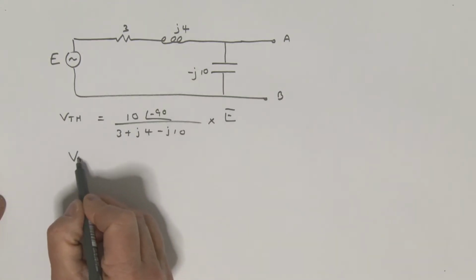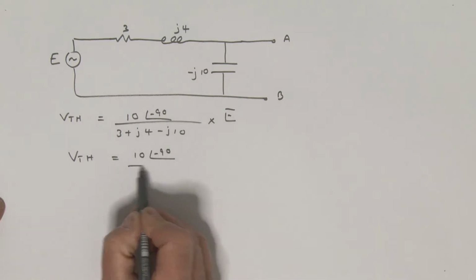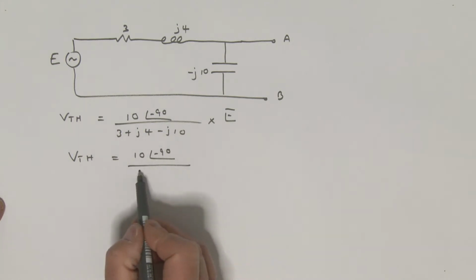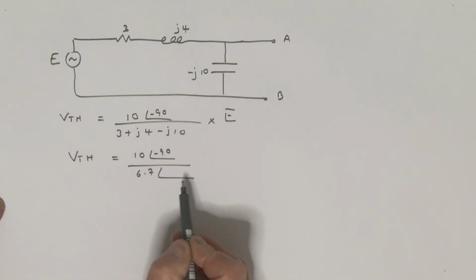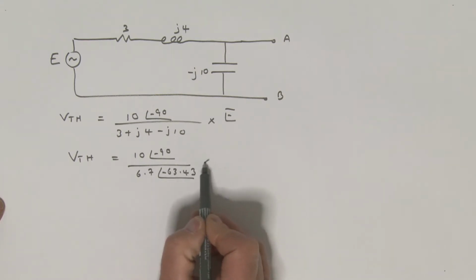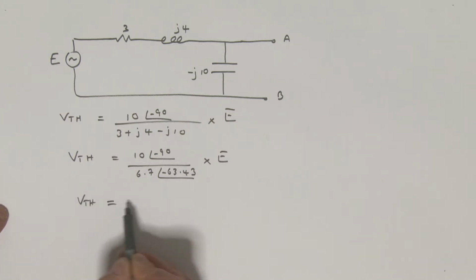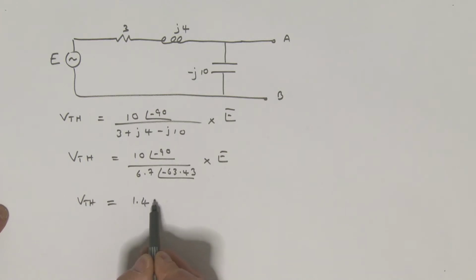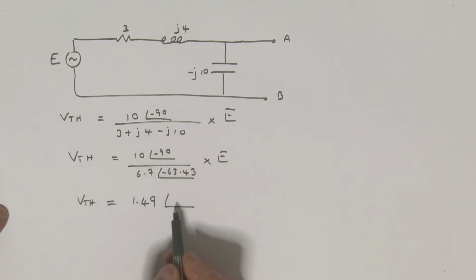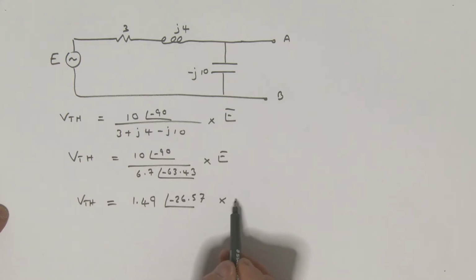So this is then equal to 10 angle minus 90 divided by, putting this in its polar representation, 6.7 at an angle of minus 63.43, and again multiplied by E. Let's take this one more step, and what do we have? V Thevenin is equal to 1.49 at an angle of minus 26.57, and that of course is multiplied by E.